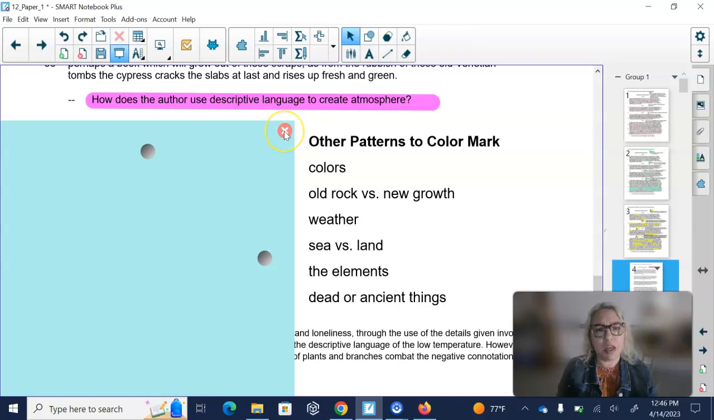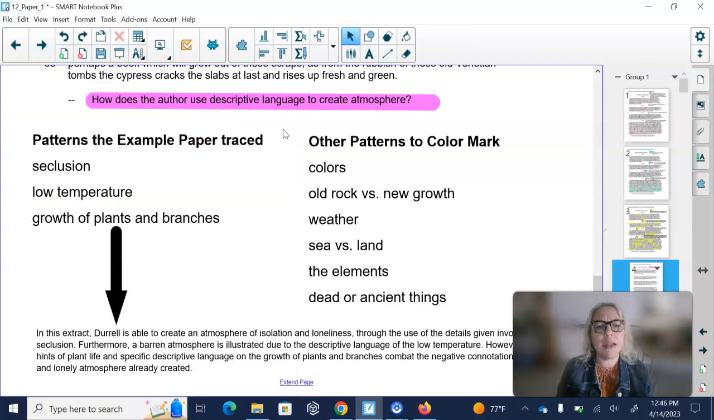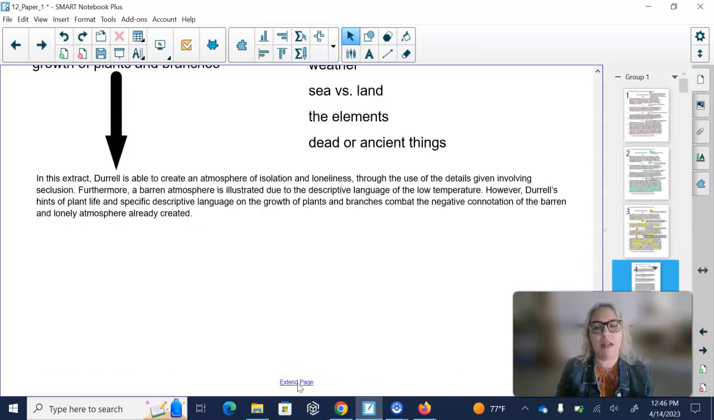The sample paper that is in 6.4 is the other one by J.S., our superstar graduate from 2021. And what she traced when she color marked this extract was seclusion, low temperature, and growth of plants and branches. And after tracing that, she came up with some non-debatable and interpretive claims that she uses in her first paragraph or intro paragraph and her thesis statement, which I have added here. They are also in Schoology in her essay.